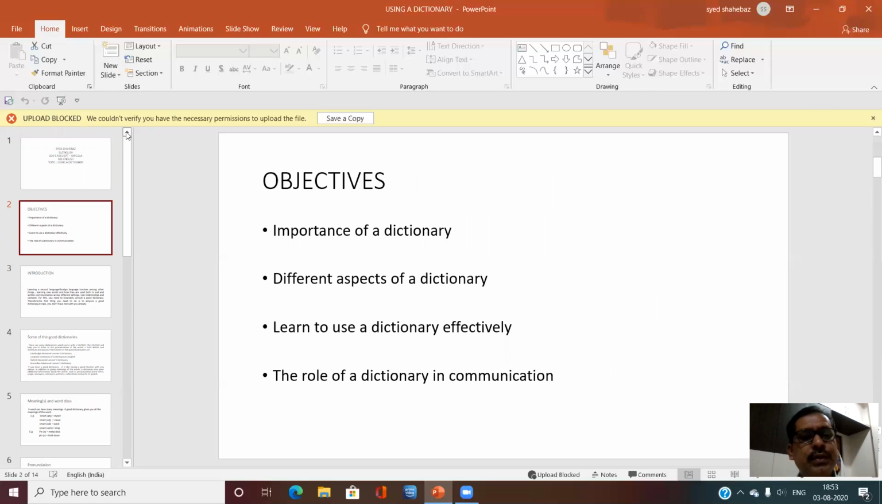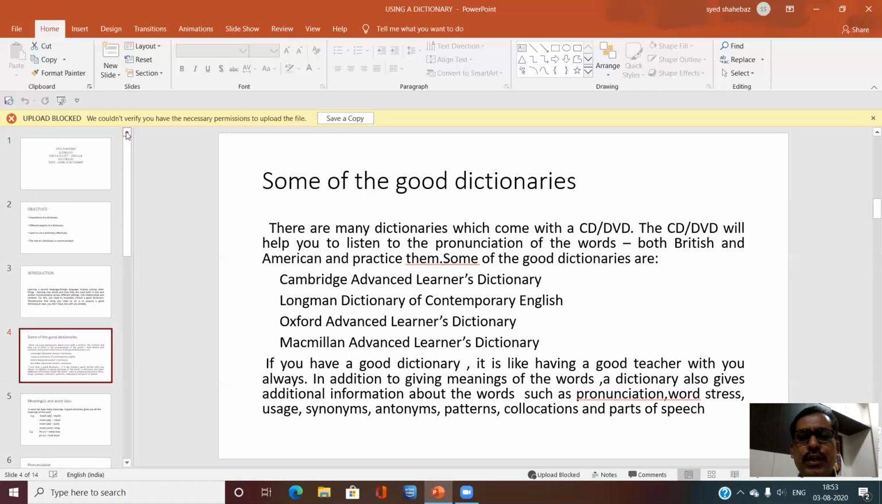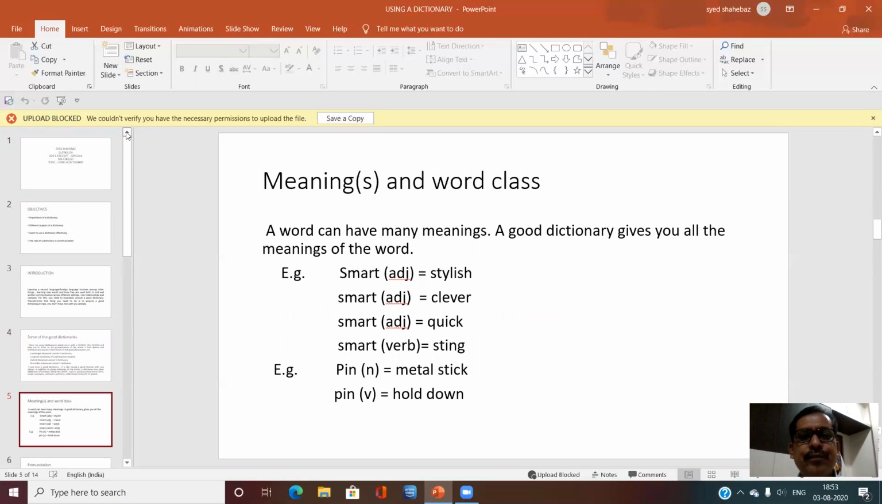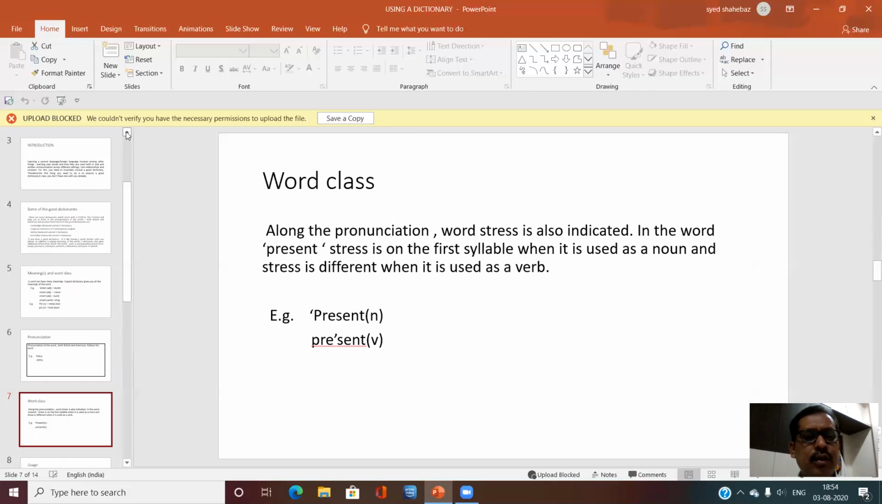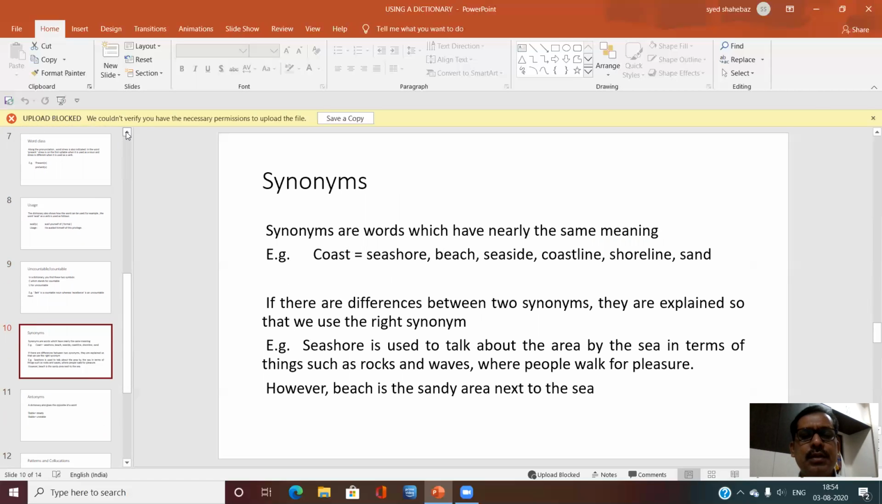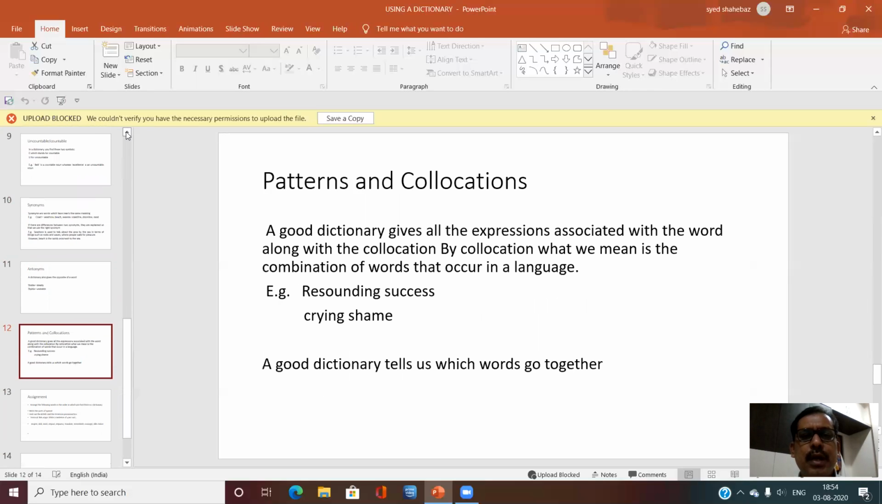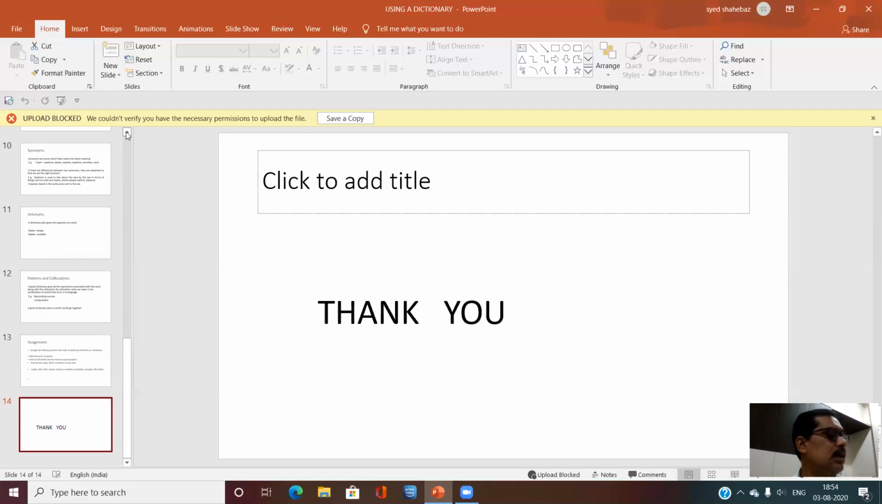Objectives, we have objectives in the first place. Then we have introduction. We have some of the good dictionaries, names of good dictionaries. I read again. Cambridge Advanced Learners Dictionary, Longman Dictionary of Contemporary English, Oxford Advanced Learners Dictionary, Macmillan Advanced Learners Dictionary, meanings and word class, pronunciation, word class, usage, uncountable, countable noun, synonyms, antonyms, patterns and collocations, assignment. So these things we learn in this lesson.